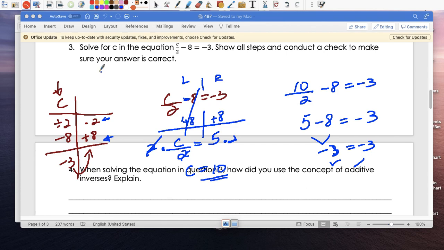Here's my original equation: c over 2 minus 8 equals negative 3. So the additive inverse helped me get rid of this guy over here. Let's pick a lighter color to eliminate the negative 8. The additive inverse of negative 8 was plus 8, and then those two are a zero pair, and that gets eliminated. Once I got rid of the negative 8s, I could focus next on eliminating the 2 under c.